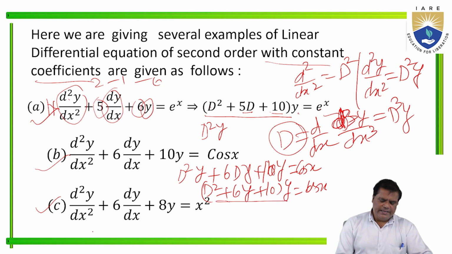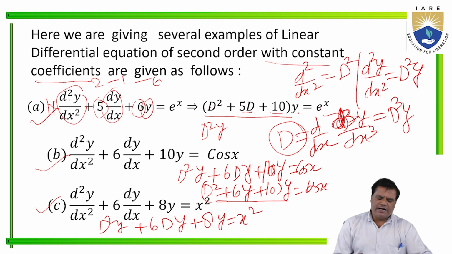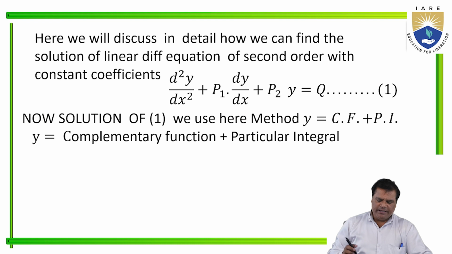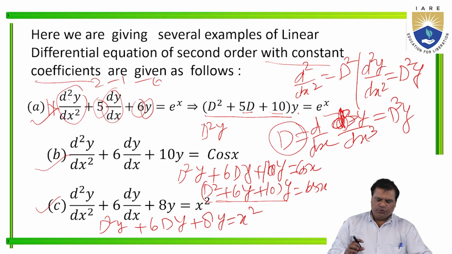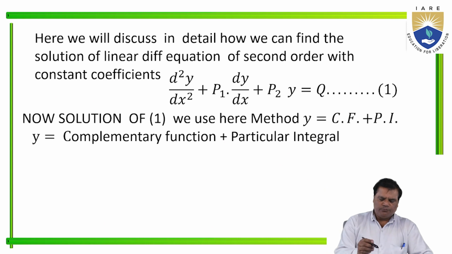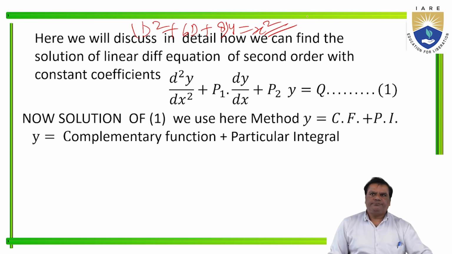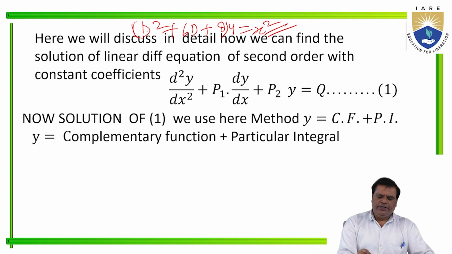Similarly, the next equation we can also write: d square y plus 6dy plus 8y equal to x square. Y is common here. So we can write d square plus 6d plus 8 into y equal to x square. Here D is the ordinary differential operator of one order, two order.